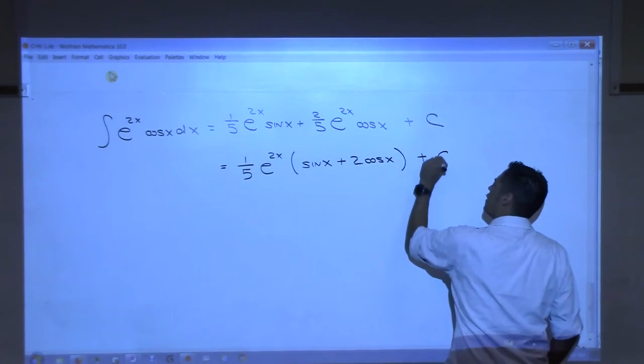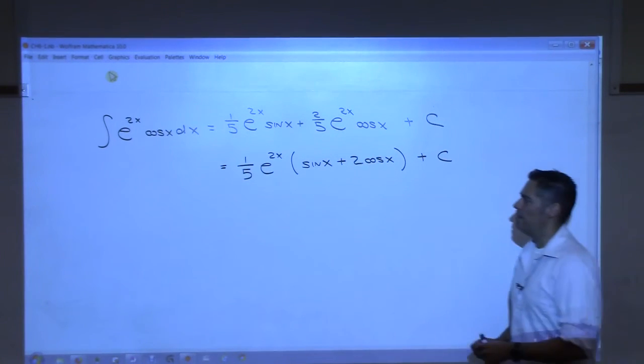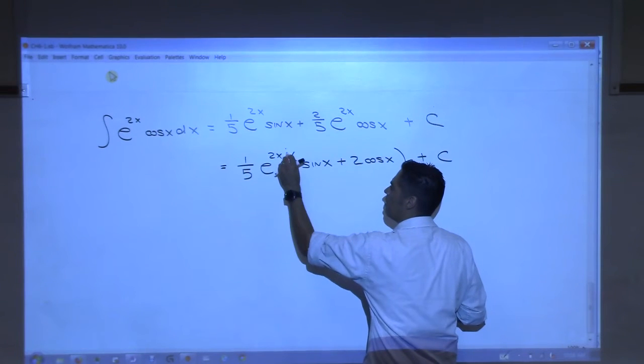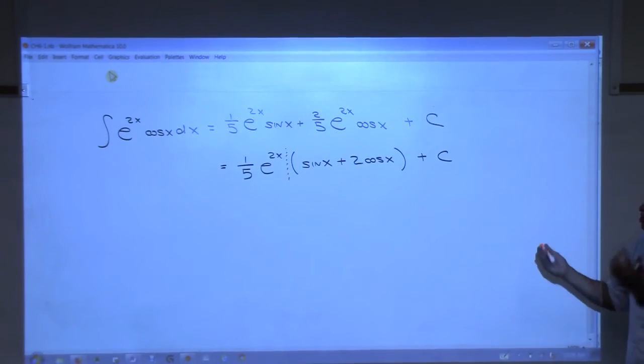Is that the same thing? So I just pulled out a 1/5 e to the 2x. Now, the reason I did that is because I want to prove that this is the antiderivative. So I'm going to take the derivative, and there's a product right there. Okay, so real quick, I'm just checking my work.